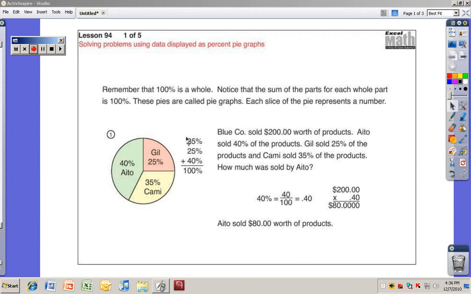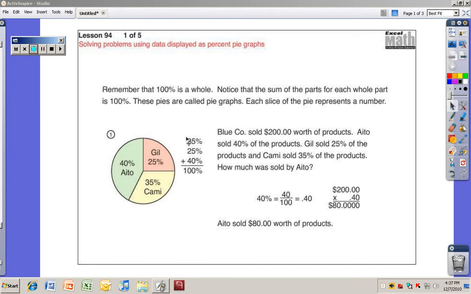Sixth grade level Excel. This is lesson 94, solving problems using data displayed as percent pie graphs. We're going to learn about pie graphs today, a new kind of graph. Remember that 100% is a whole. 100% means everything. It means the whole enchilada. Notice that the sum of the parts for each whole part is 100%.